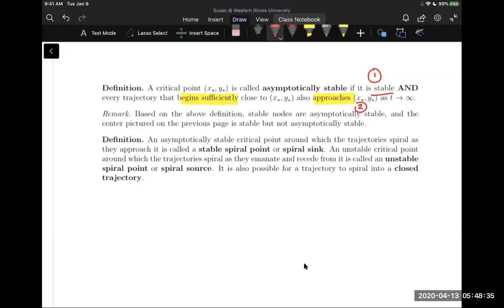So based on the above condition, stable nodes are asymptotically stable, and the center pictured on the previous page is stable but not asymptotically stable, right? So we fail condition 2 in the case of the center, because even though some of those trajectories begin close, they never emanate all the way into that critical point. They stay a certain distance away.